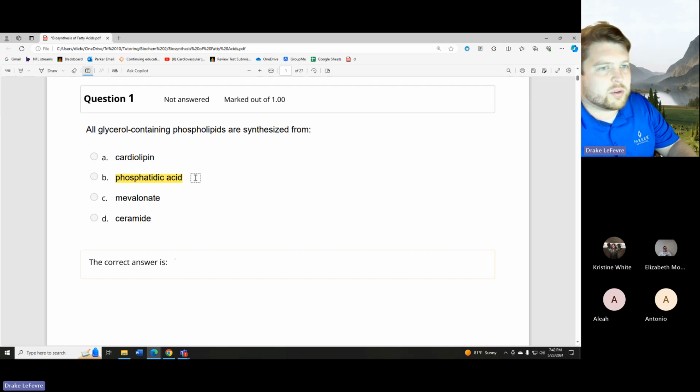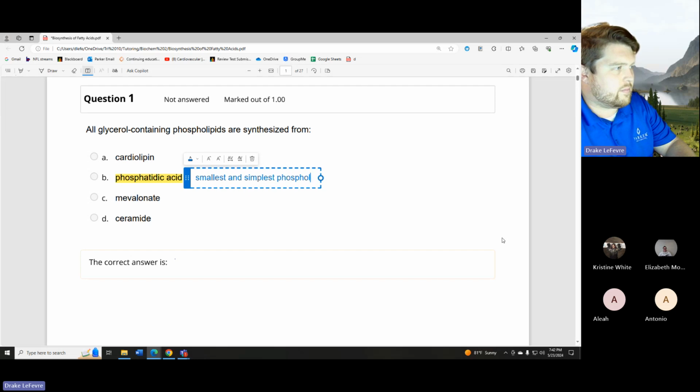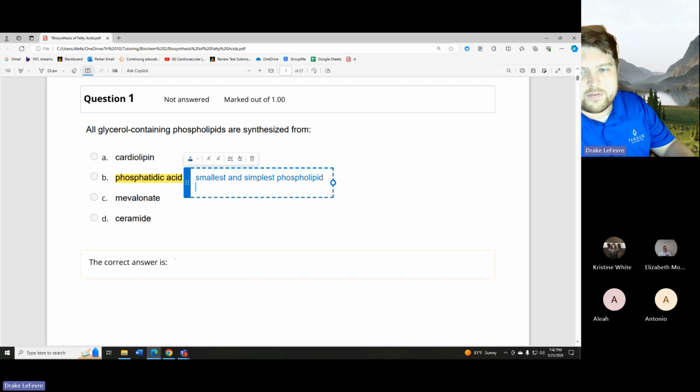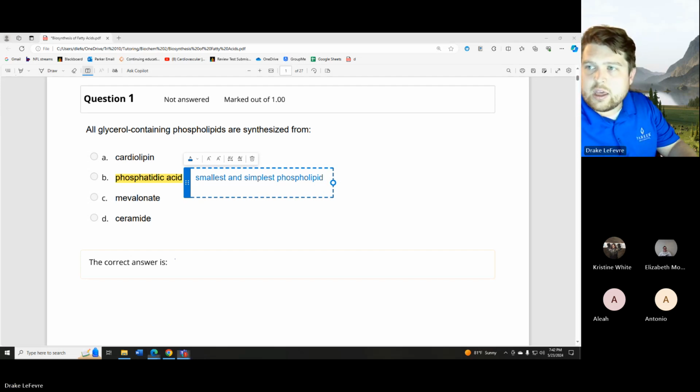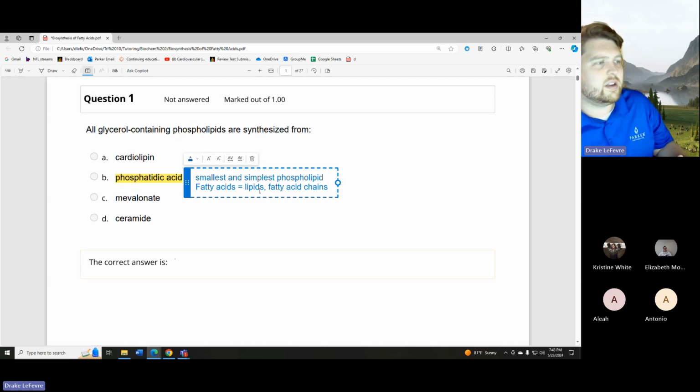And this answer pops up a whole bunch. Phosphatidic acid is literally the smallest and the simplest phospholipid. You'll see this a lot whenever we talk about fats and lipid synthesis. You can call them lipids or you can call them fatty acids. Fatty acids or lipids are kind of interchangeable. You'll also see words like fatty acid chains.